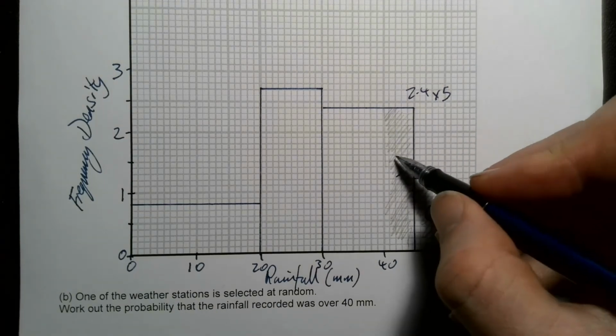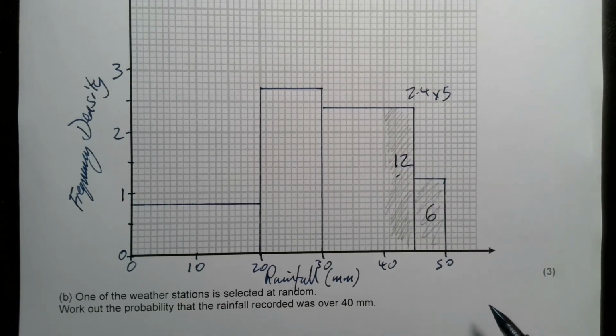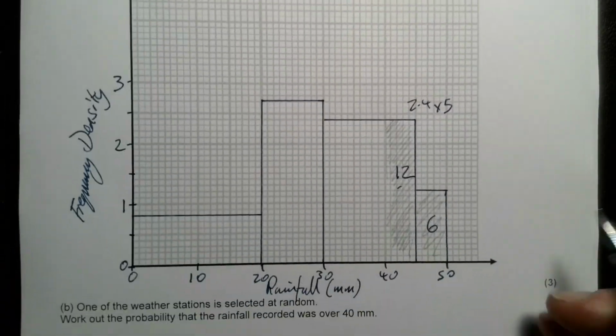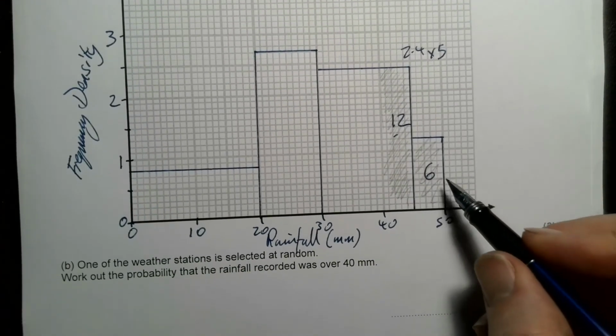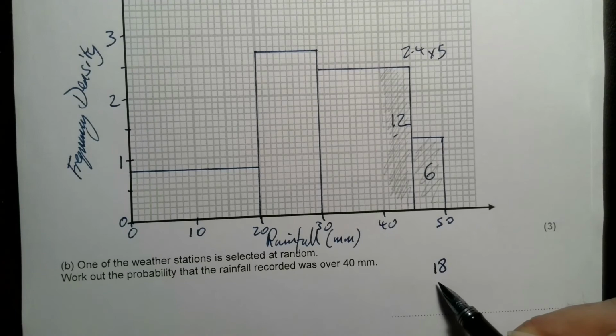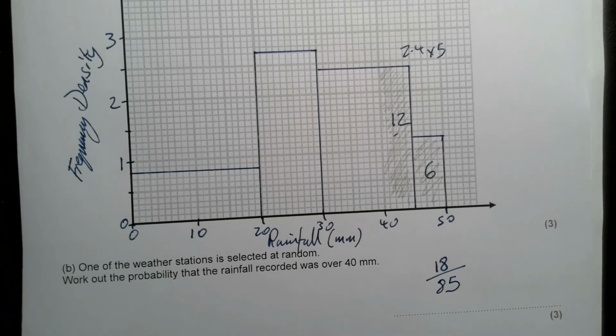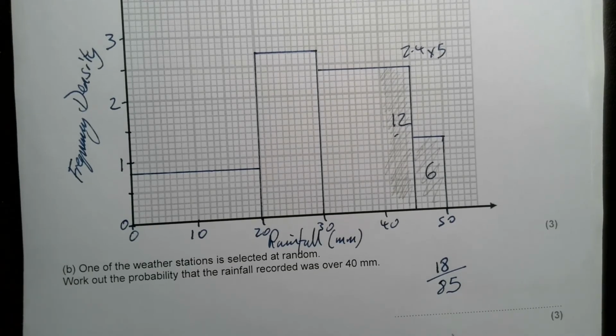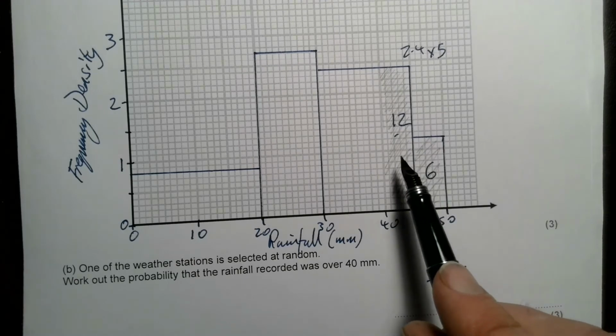That is 12. So it'll be 12 plus 6, or a third of 36 is 12, so that works. So you've got 12 plus 6 makes 18 weather stations where the rainfall recorded was over 40 millimetres, sorry, 40 metres would be a crazy amount of rain. And how many weather stations are there? Well, it says right at the top, 85 weather stations if you add all the frequencies up. So 18 out of 85 is 3 marks. You're going to get 1 mark for having the 85 on the bottom, and the other 2 marks come for getting those 6 and that 12 there.